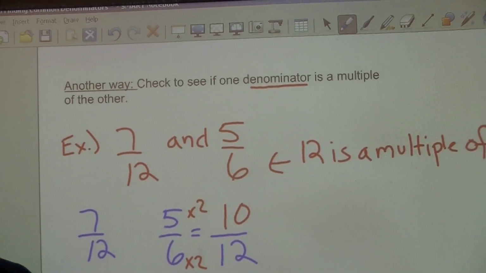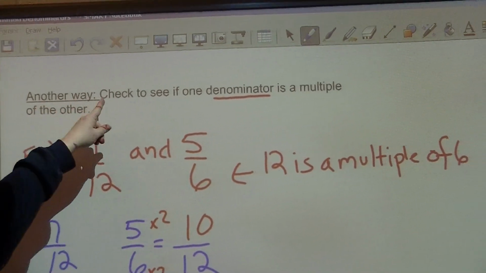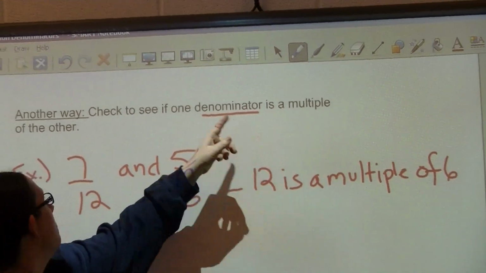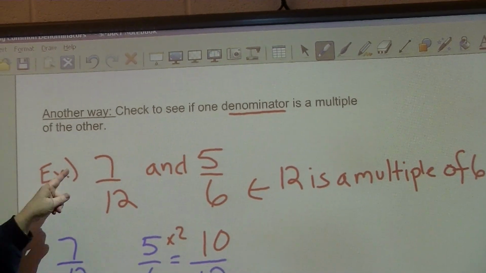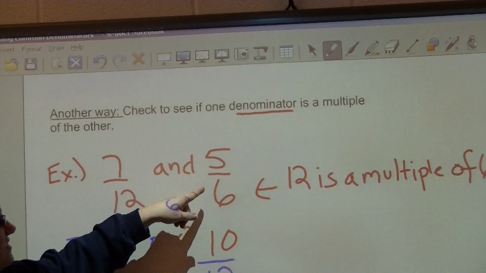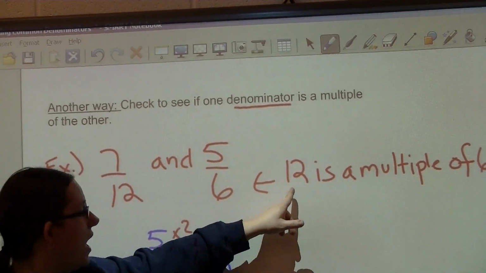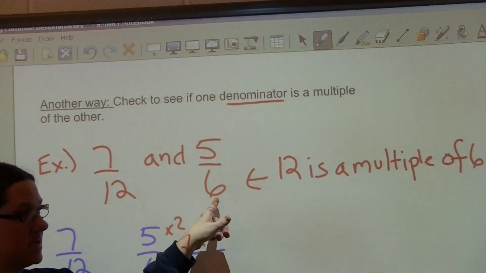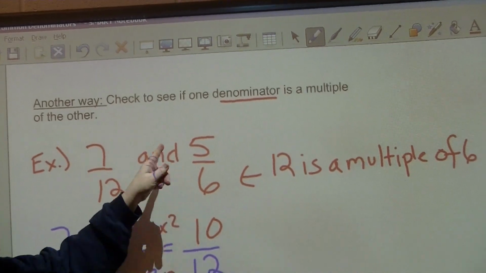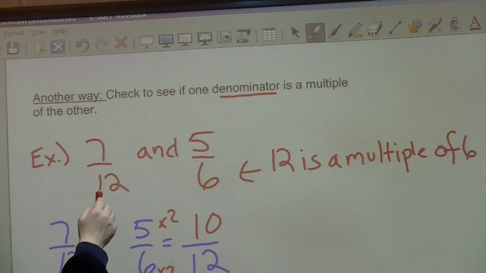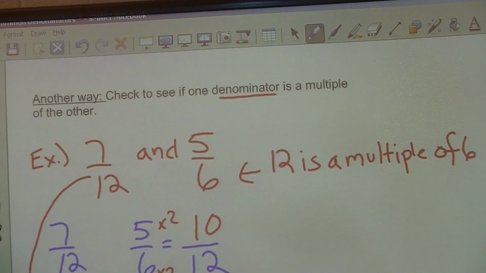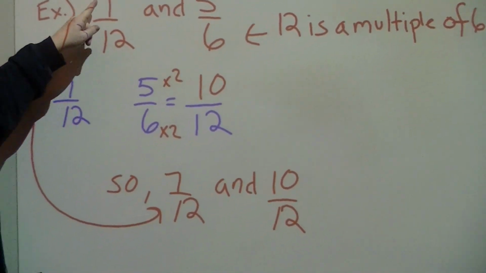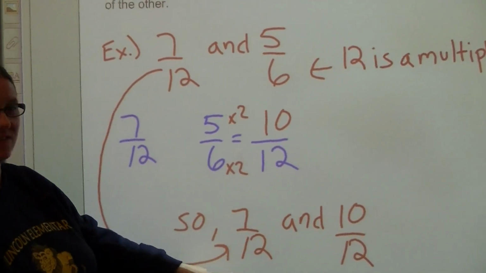Okay, now another way is to check to see if one denominator is a multiple of the other. So here in 7/12 and 5/6, you will see that 12 is a multiple of 6. Okay, so what that means is that the 7/12 we can leave alone. And you will see here I put down at the bottom, that's in our answer. I didn't need to change 7/12, it can stay the same.